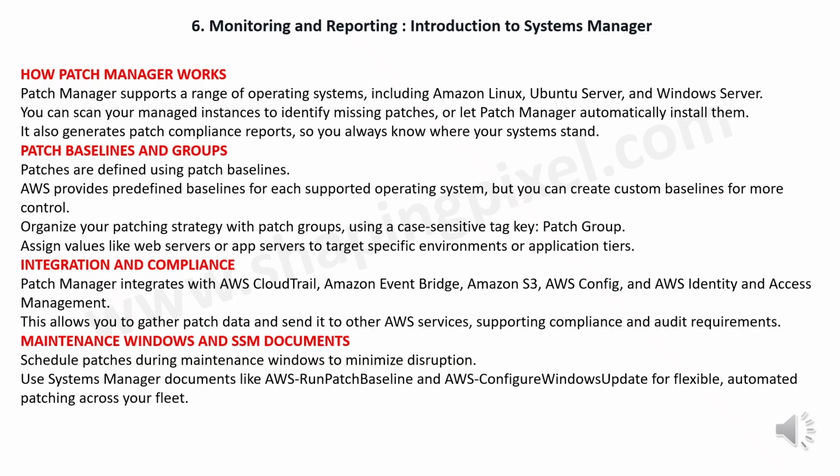Managing patches across your servers can be complex, but Patch Manager, a feature of AWS Systems Manager, streamlines the process. It automates patching for both security and reliability, keeping your managed instances up to date and secure. Patch Manager supports a range of operating systems, including Amazon Linux, Ubuntu Server, and Windows Server. You can scan your managed instances to identify missing patches or let Patch Manager automatically install them.